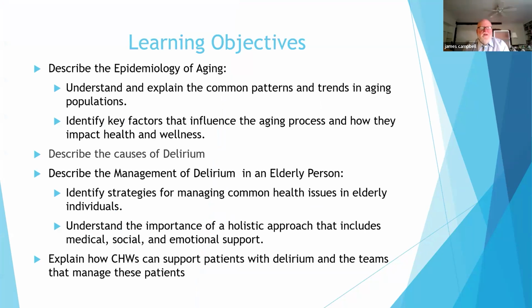Let's talk briefly about the epidemiology of aging, common patterns and trends in aging, key factors that influence the aging process, how that affects health and wellness. It's important to remember that there really only are two truly age-related processes that we know are universal in human beings. One of those is that you do lose your baby teeth and they're replaced by your mature adult teeth. And the second is that people's hair does turn gray. Basically, everything else is a mixture of environment as well as genetics.